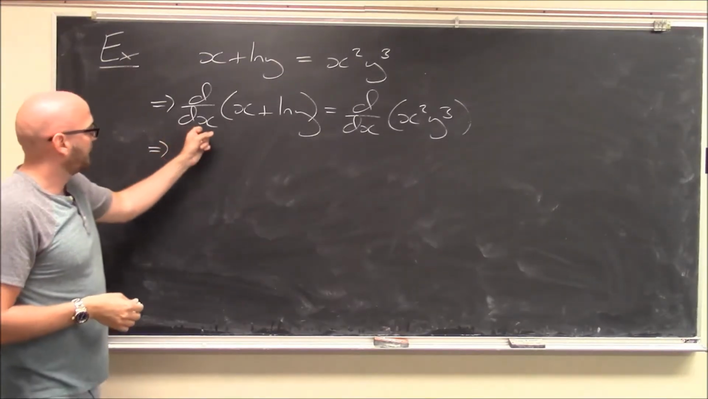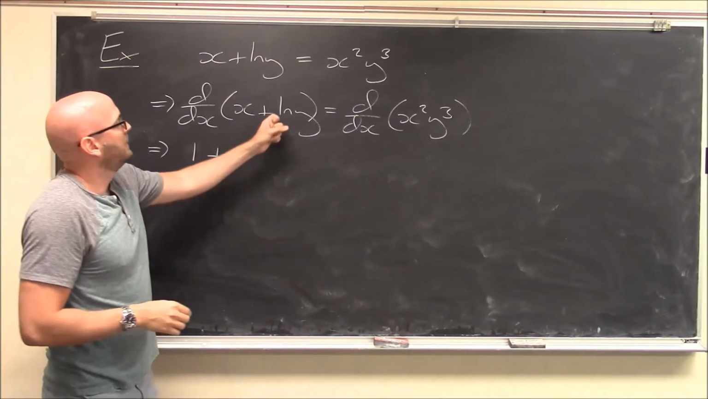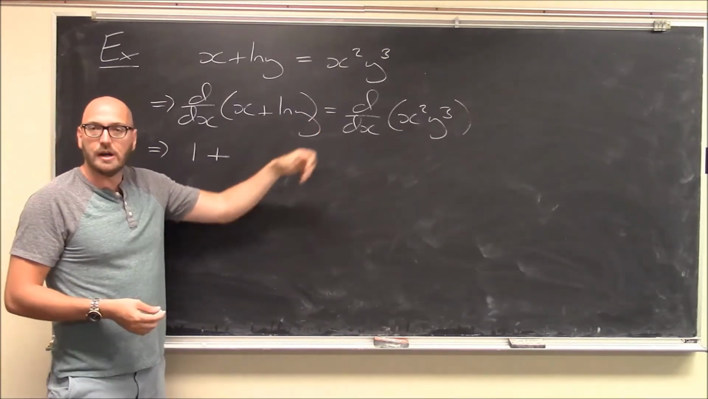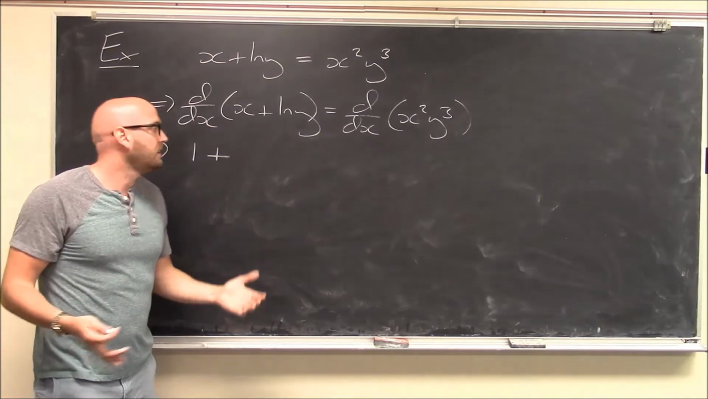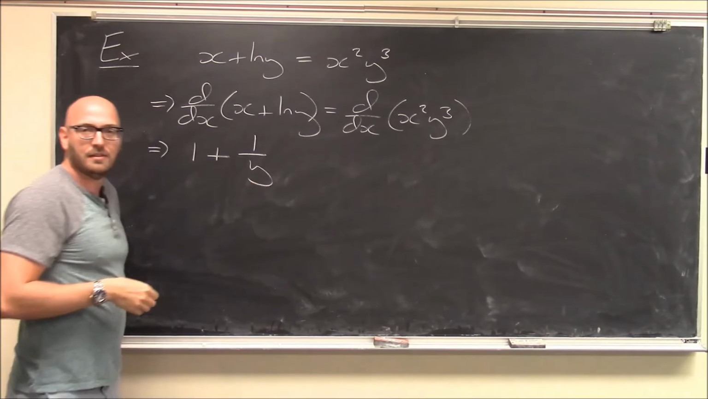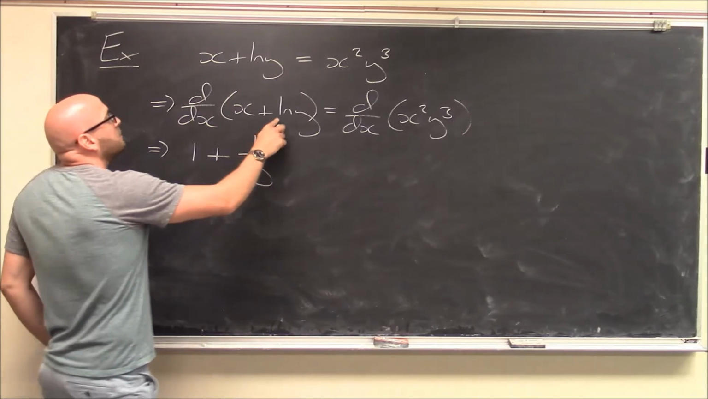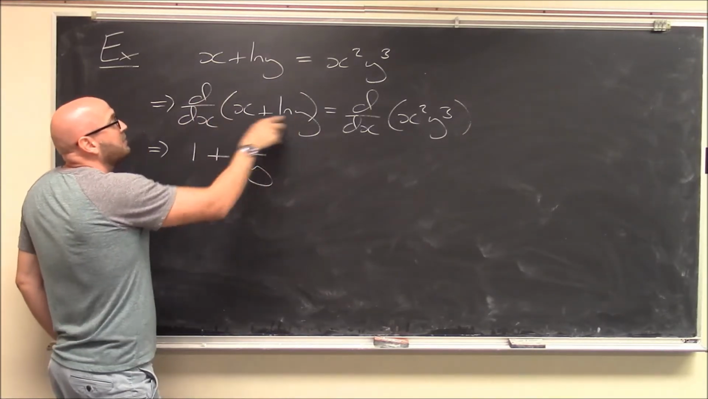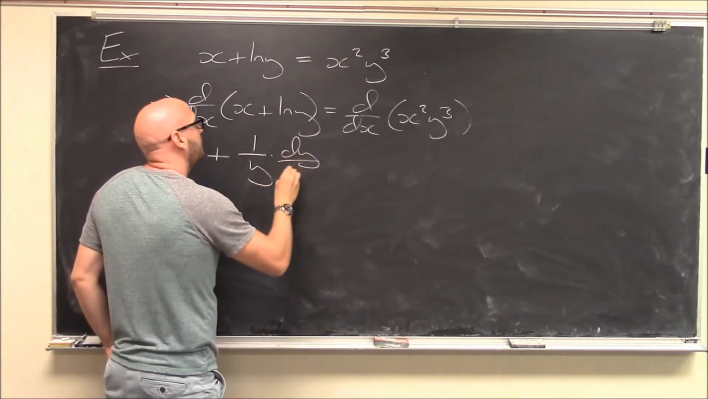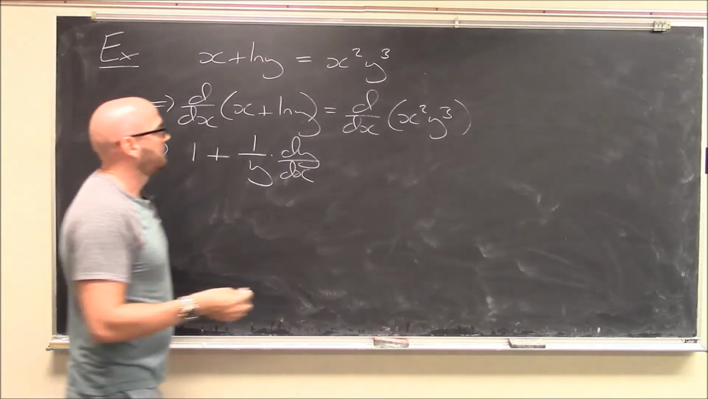So what are my derivatives with respect to x? Derivative of x with respect to x is 1. What about the derivative of ln of y with respect to x? Well, what I have here is something involving y, so the first thing I do is differentiate with respect to y. What's the derivative of ln of y with respect to y? 1 over y. That's with respect to y. You have to keep track of what you're differentiating with respect to. So derivative of ln of y with respect to y is 1 over y. Derivative with respect to x is first differentiate with respect to y, times dy over dx. And that's the left-hand side taken care of.